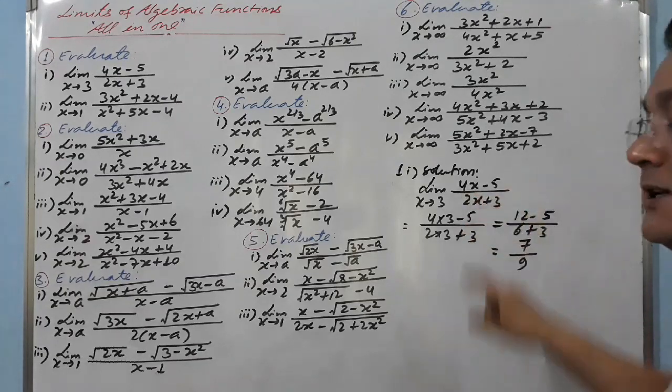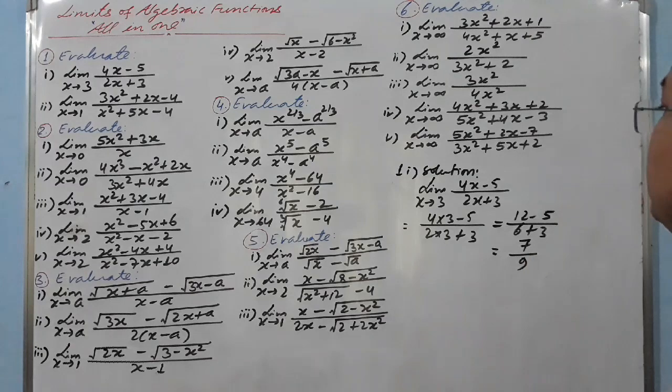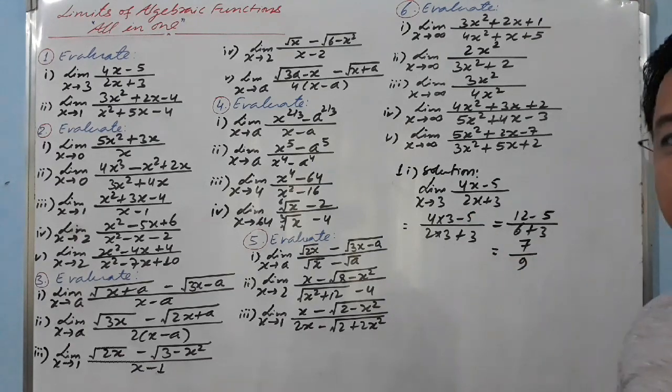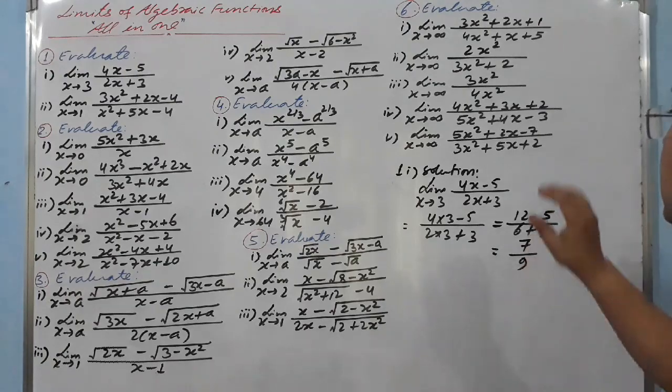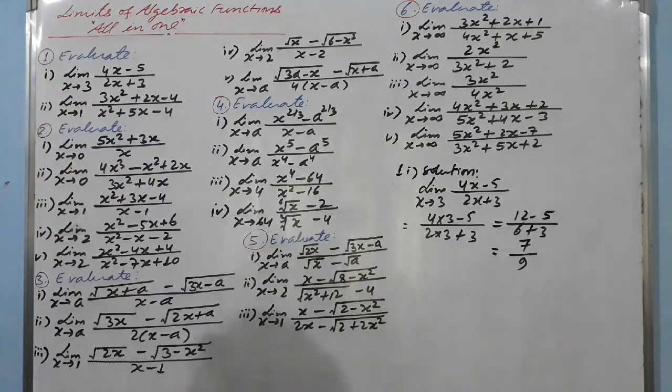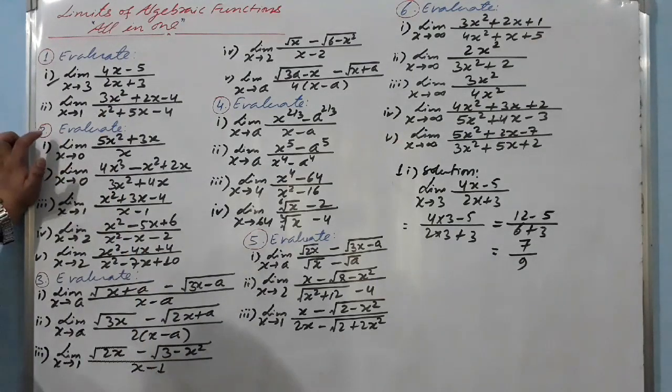This is because the function is not in indeterminate form. At x equal to 3, the limit of the function is also equal to the value of the function. 7 upon 9 is the limit of the function. This is the same type of question you can do, you have no problem. Now the second question, evaluate.